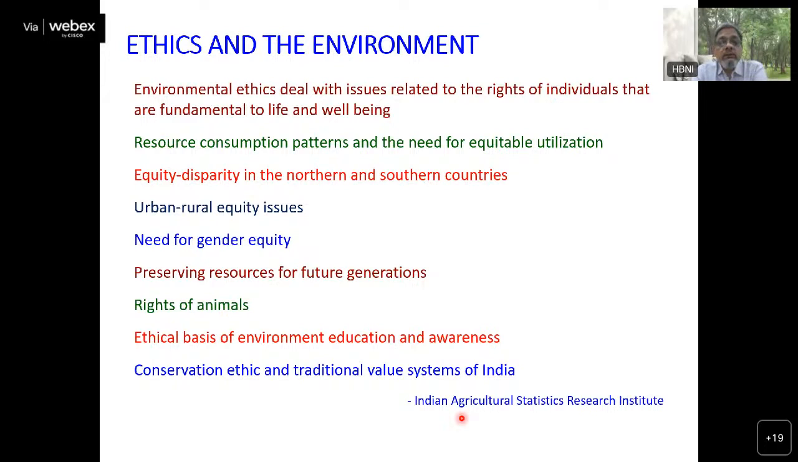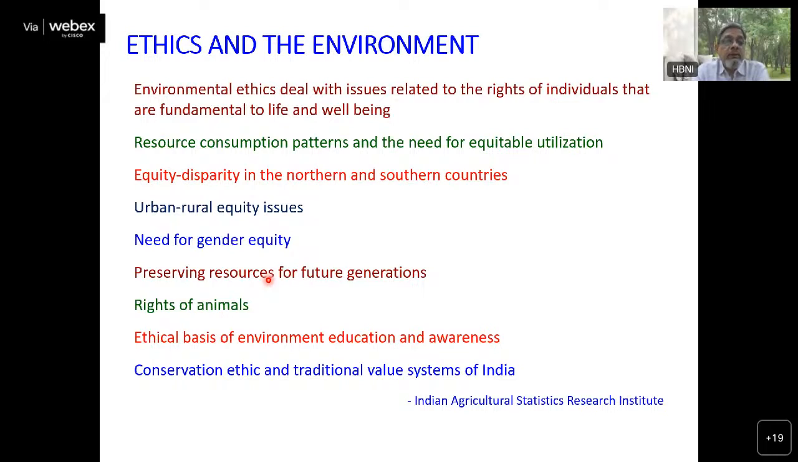Then the north and south parts of the globe, you can see that there is a disparity in equity. Basically you have the developed world and the third world or the undeveloped world. Then you have what are called the urban and rural equity issues. Then the need for gender equity is also there. Then preserving of resources for future generations. This is an important thing because, for example, forests are being cleared without any thought for the environmental or climate issues.